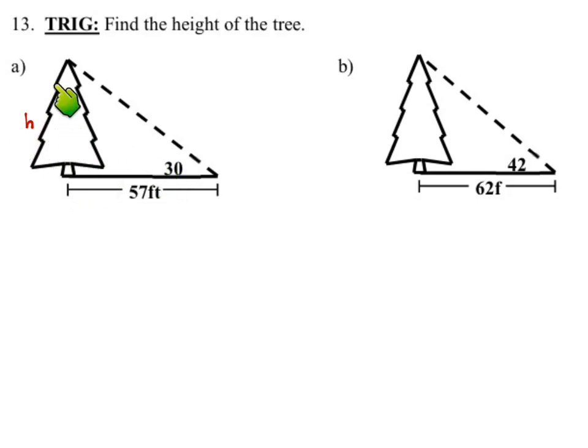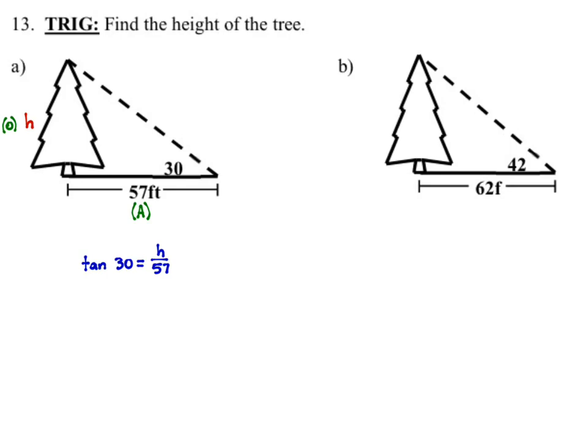Remember, trig here only works with right triangles. So we have to identify the fact that this is a right triangle, and it is because we assume the tree is growing straight up. So H is our opposite side, and 57 is our adjacent side. If you remember SOHCAHTOA, the acronym when you have the O and the A is actually tangent. So it's going to be tangent of 30 equals the opposite, which is H, over the adjacent, which is 57.